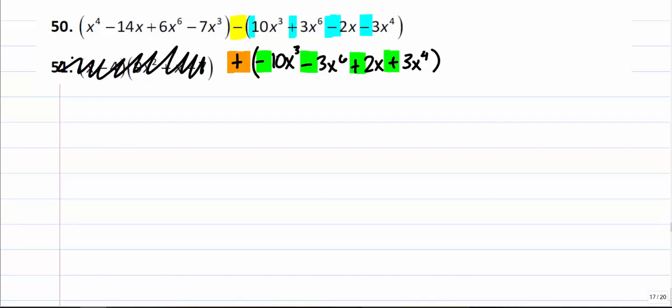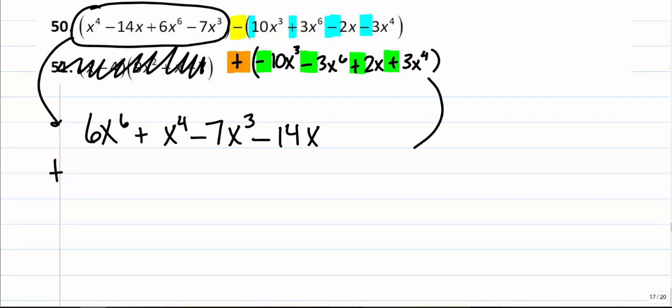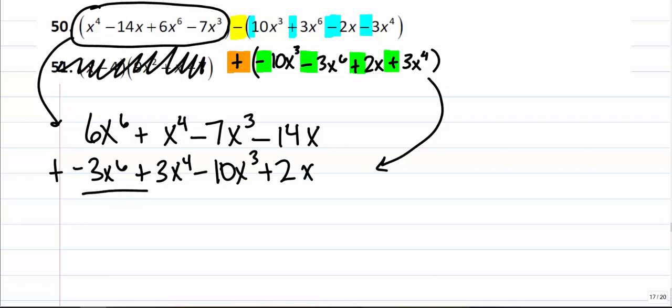So all together now, my first one was x to the, I'm going to put this in order. That's the other thing I would do, guys. But it's just combining like terms. So if I put this one in order, I would have 6x to the 6th plus x to the 4th minus 7x cubed minus 14x. So that's my top one. And then plus, and then I'm going to put these in order here. So minus 3x to the 6th plus 3x to the 4th minus 10x cubed plus 2x.